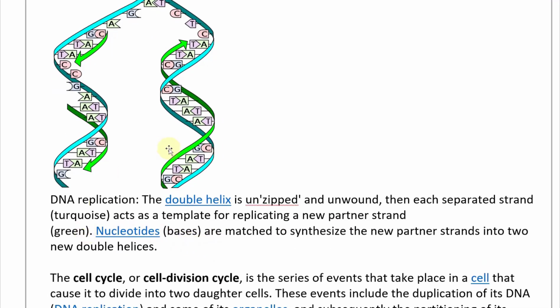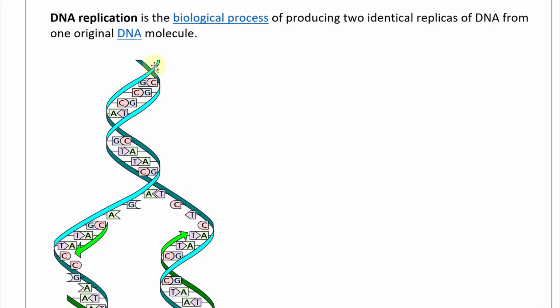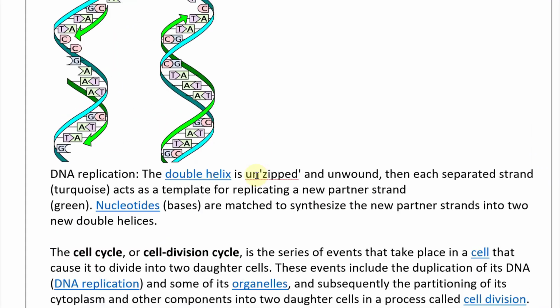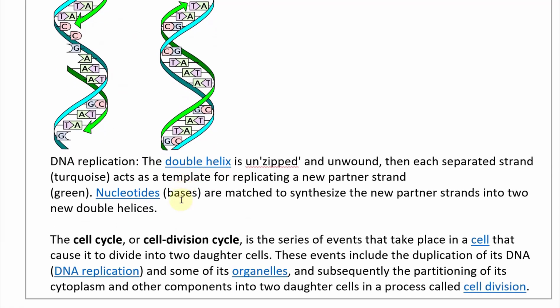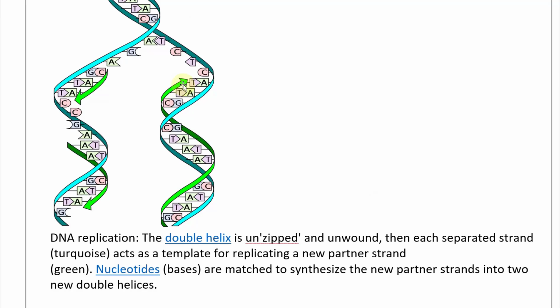So the green one is a new partner strand coming in. This green one, and then this turquoise one is separated and acts as a template, and then it needs to connect with all the other letters. The nucleotides, but the bases specifically, are matched to synthesize the new partner strands into 2 new double helices, or helixes, or yeah, I'll just call it helices. So you're going to get new bases connecting to this template strand over there.